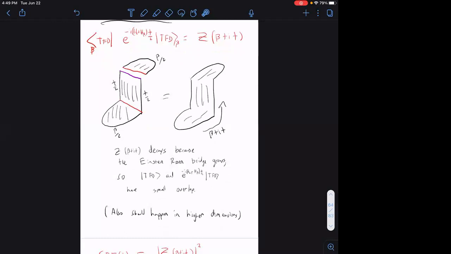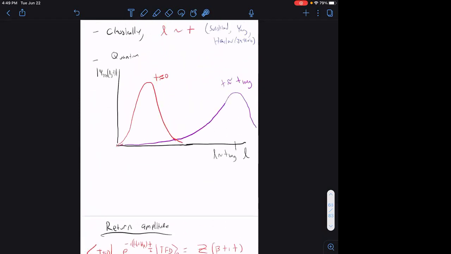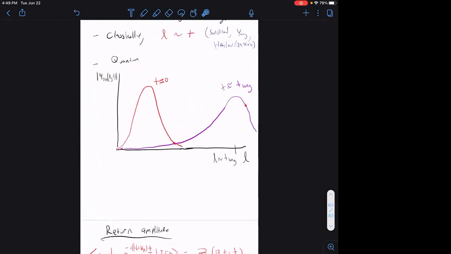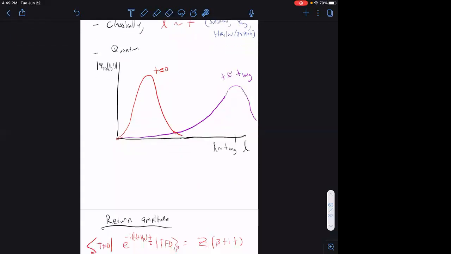So this gives a physical picture of why this z of beta plus it decays in time. It decays in time because we're taking the overlap of this time evolved state, which has a long Einstein-Rosen bridge, with the t equals 0 state, which has a short Einstein-Rosen bridge. So basically, we're looking at the overlap of this red state and this purple state, and it's small as the purple state is evolved longer and longer in time.